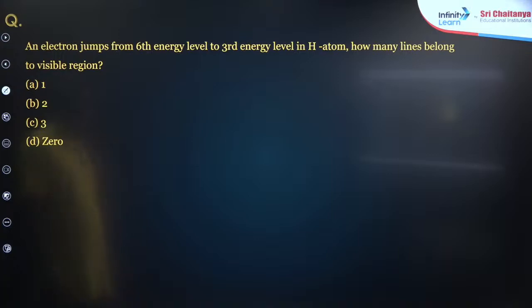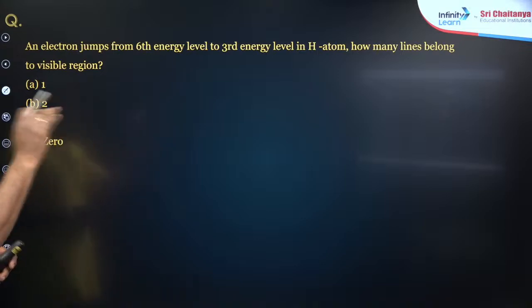Wonderful. Next question: an electron jumps from 6th energy level to 3rd energy level in hydrogen atom. How many lines belong to the visible region?